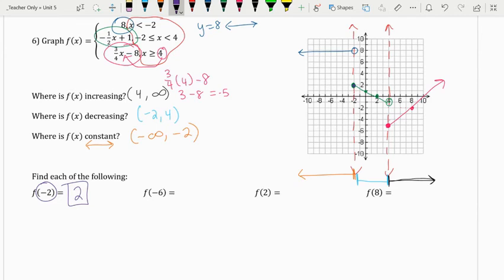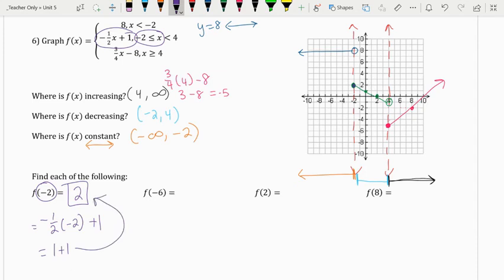Okay, now, if we did this algebraically, we would have to come back up to our original functions and see where it falls. We would have to notice that it is greater than or equal to -2 here and plug it into this equation. So -1/2 times -2 plus 1. That would give me 1 plus 1, which ends up at 2. Remember, there are times where you will have to plug into the equation.